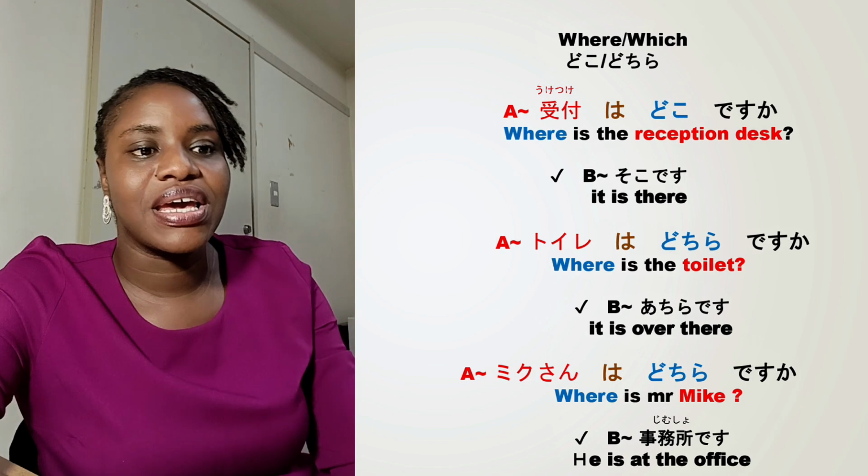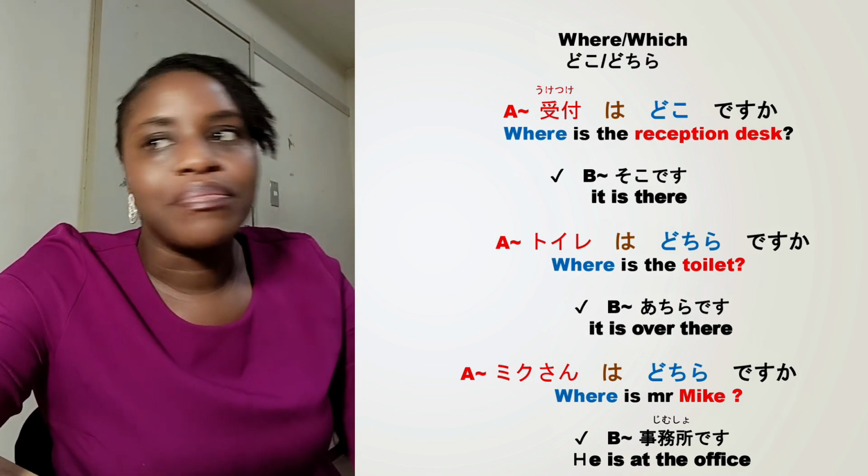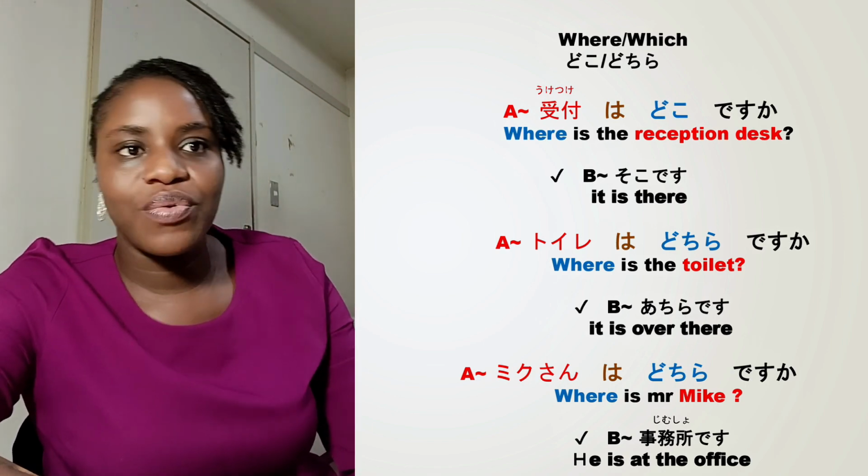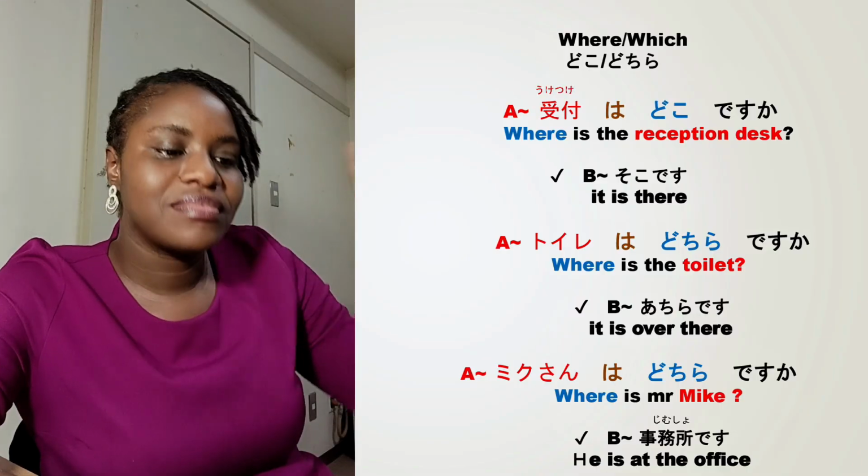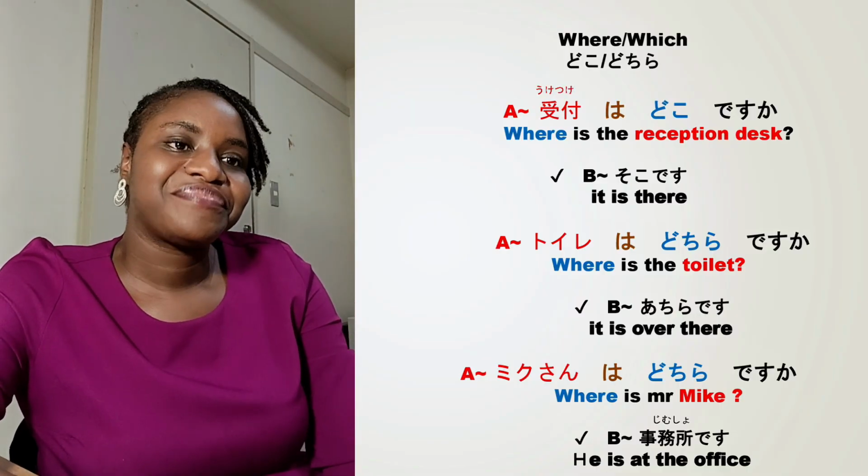That's very acceptable, but this is grammatically okay too. Jimusho desu. Mike-san wa dochira desu ka? Like, where is Mr. Mike? Jimusho desu. That says everything.